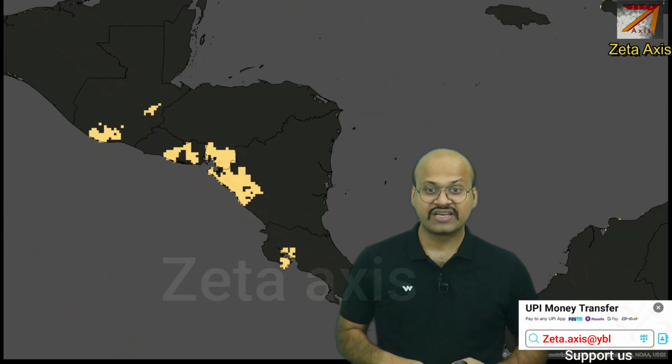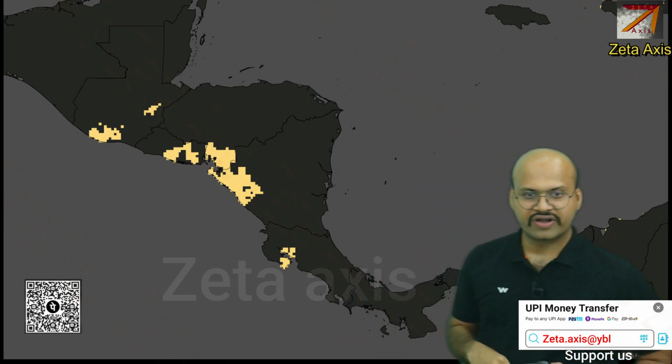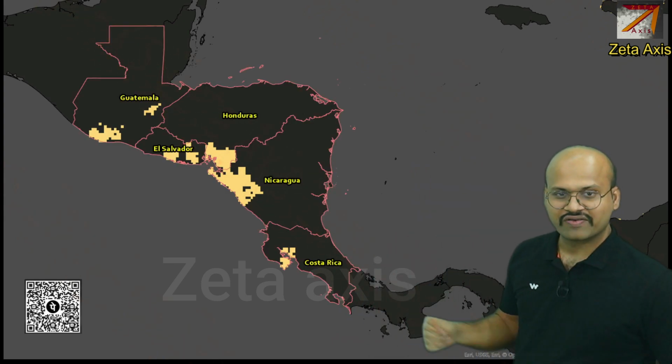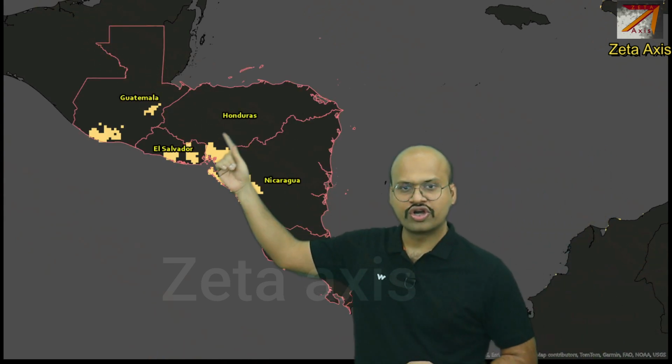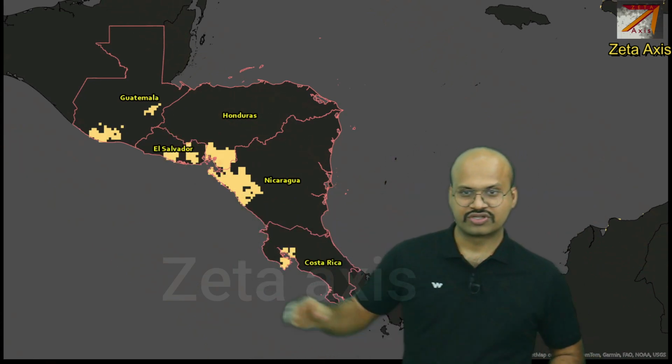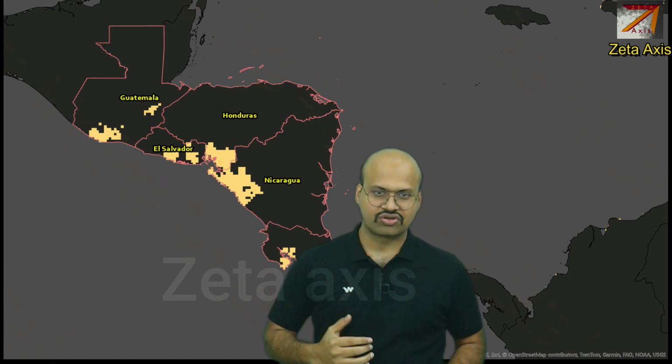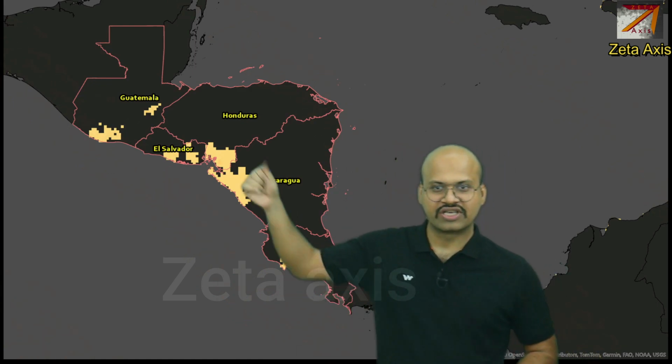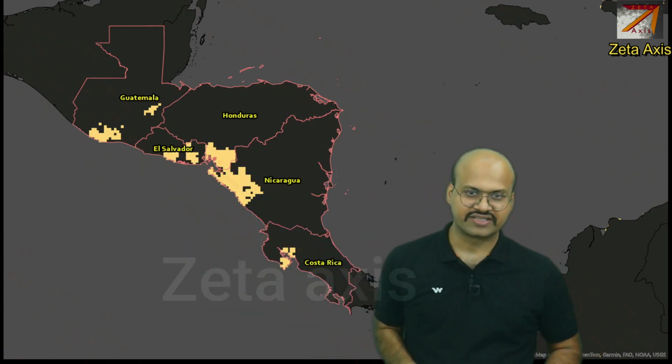Now cotton production in Central America is also confined to several states. We have Costa Rica, Nicaragua, Honduras, and Guatemala. All of them produce cotton in smaller proportions. Even El Salvador also produces cotton. So cotton is produced in almost all of these Central American states.